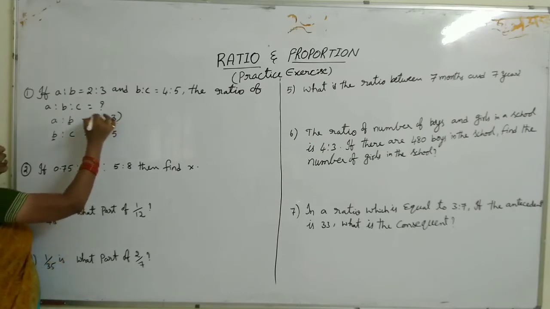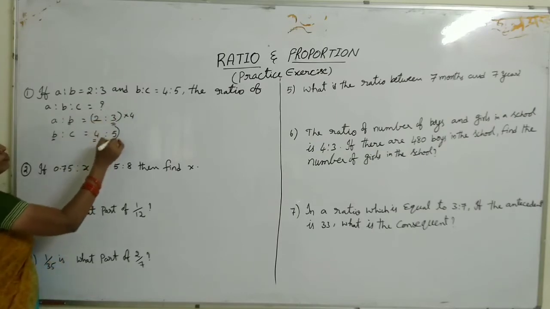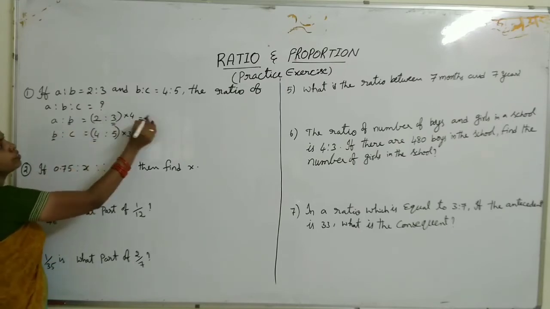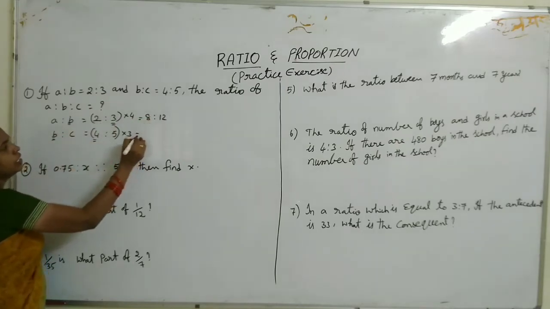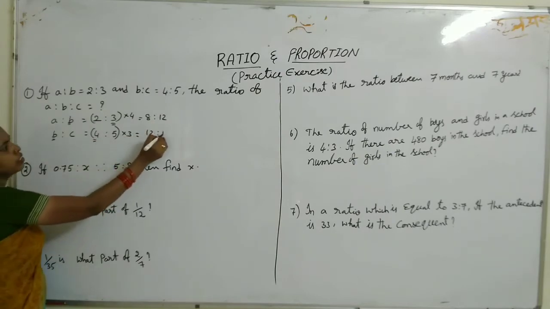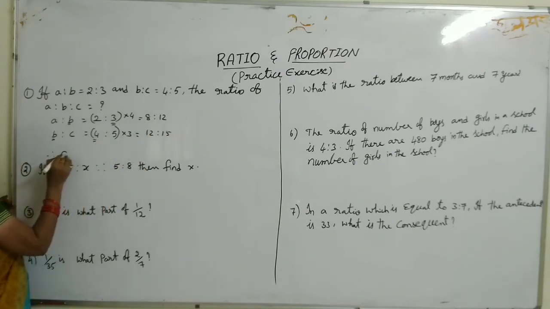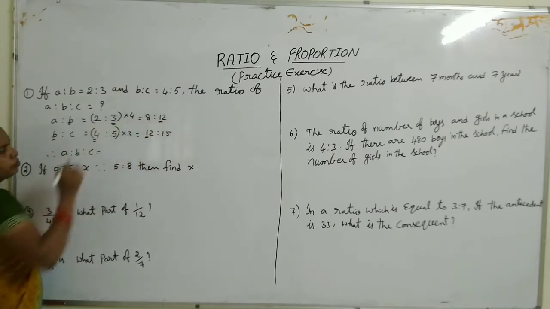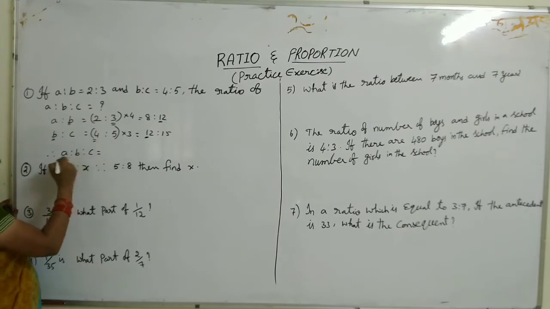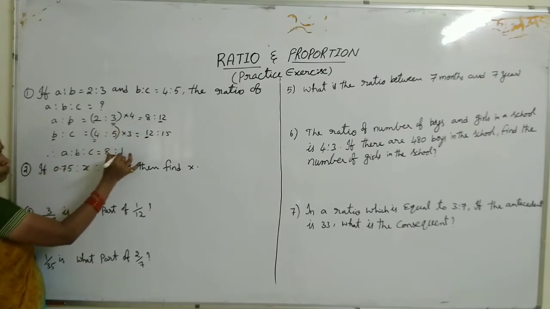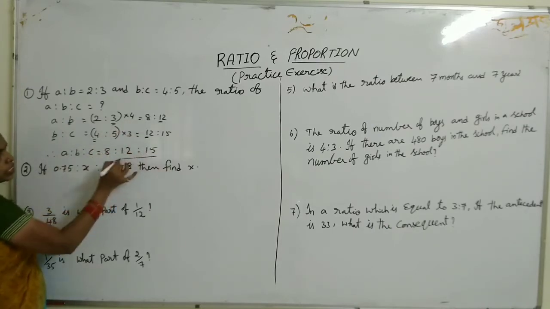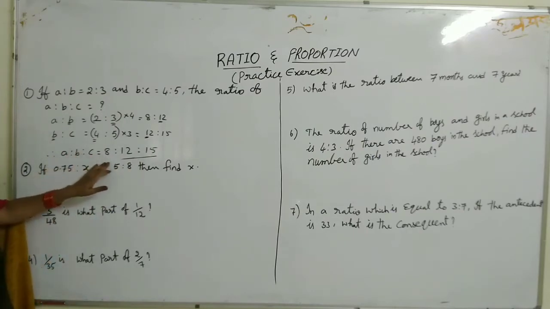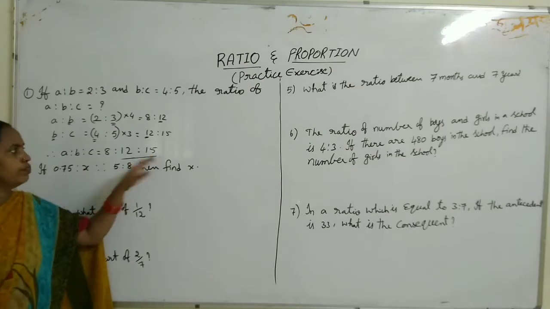So the first ratio is multiplied by 4, and the second ratio is multiplied by 3. Then we will get 4 twos are 8 is to 12, and 3 fours are 12 is to 15. Therefore A is to B is to C equal to, now here the value of B is the same, so directly repeat. Value of A is 8, value of B is 12, value of C is 15. So the ratio of A is to B is to C equal to 8 is to 12 is to 15.